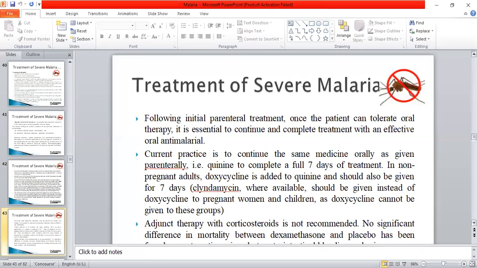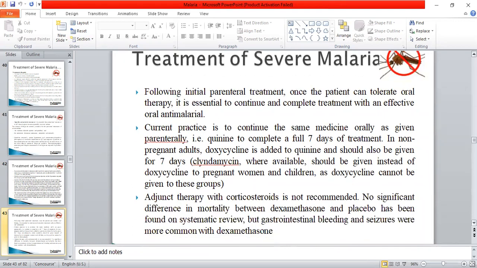Following initial parenteral treatment, once a patient can tolerate oral therapy, it is essential to continue and complete the treatment with effective oral treatment. Current practice is to continue with the same medicine orally, or give parenteral quinine to complete a full 7 days of treatment. In non-pregnant adults, doxycycline is added to quinine and should also be given for 7 days.